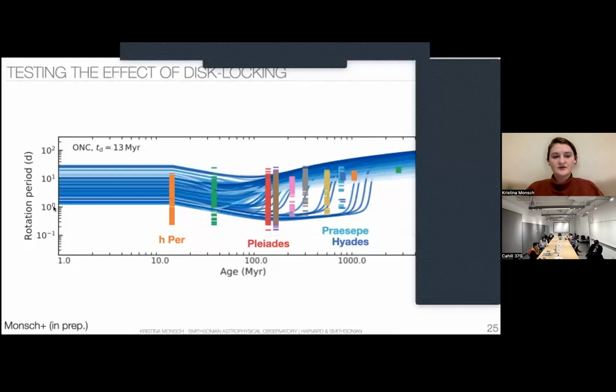And that's why I try to stay within observed ranges of initial rotation periods. I mean, I don't know which other initial conditions maybe you are thinking about that we could play around with rather than rotation periods. No, that was my question. Thank you. Okay.